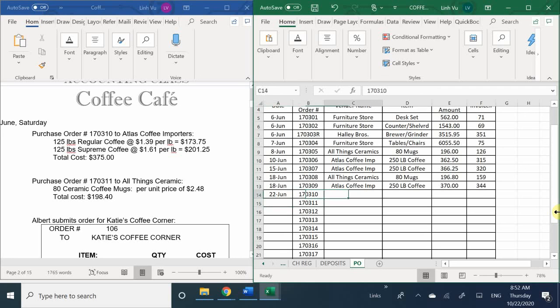Yes. Okay, how many pounds am I buying? 250. Same thing, right? For $375.